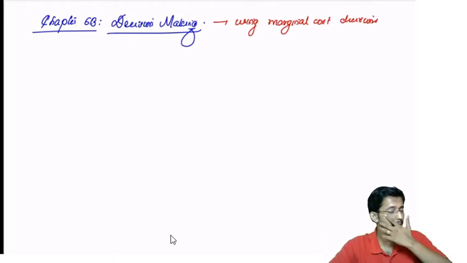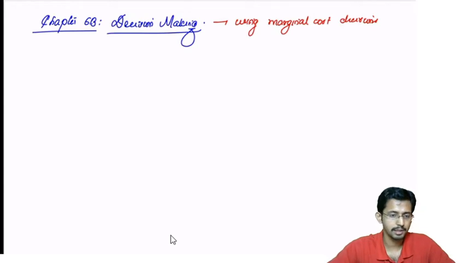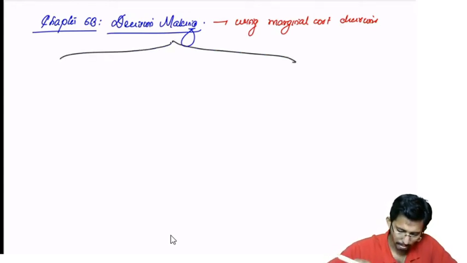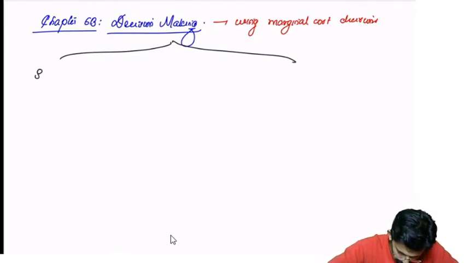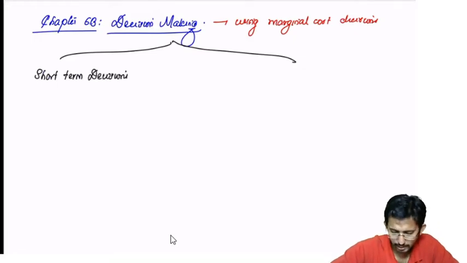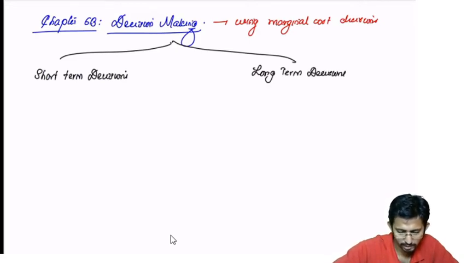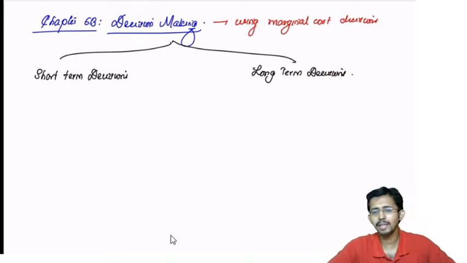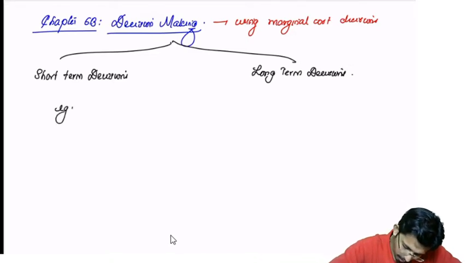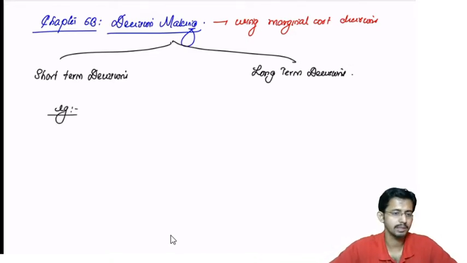Now, whenever you take any business decision, you can classify such decisions into two categories. One is short term decisions. The other is long term decisions. I will give you an example for short term decision and long term decision. What do you mean by short term decision and long term decision?